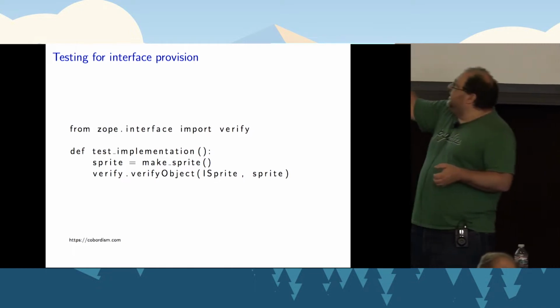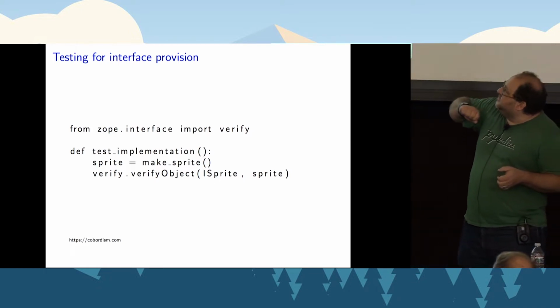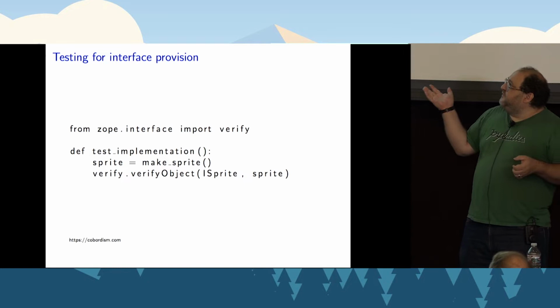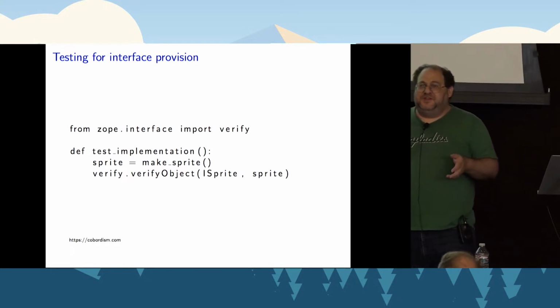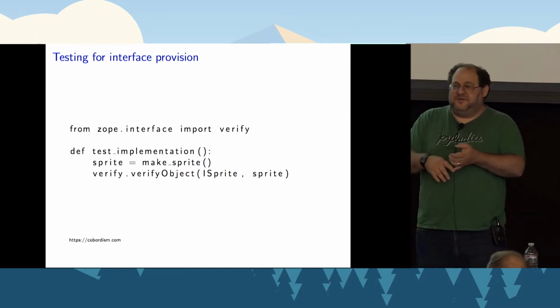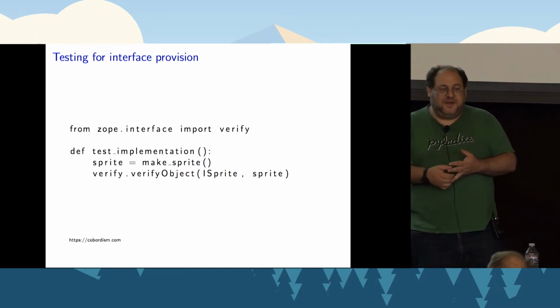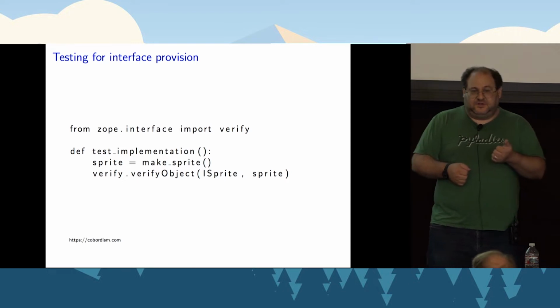You can literally just say verify object, it's a method in zope.interface, and it will verify that you actually implement the interface. Of course, it's not a perfect verification, right? It doesn't check that you can call the method without raising an exception. It can't check any semantics, but it will at least check two things.